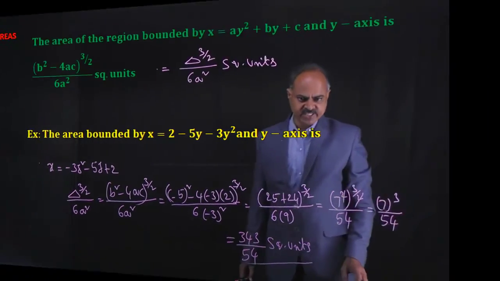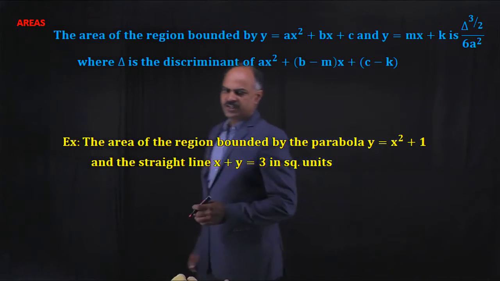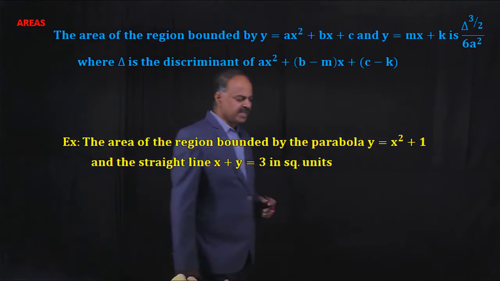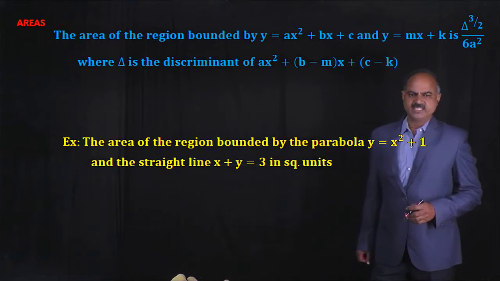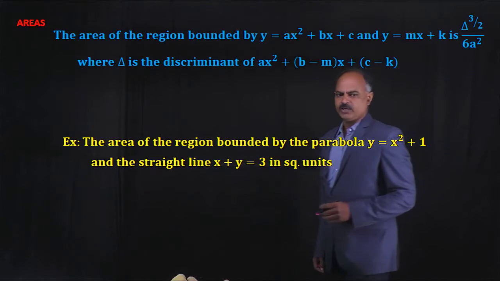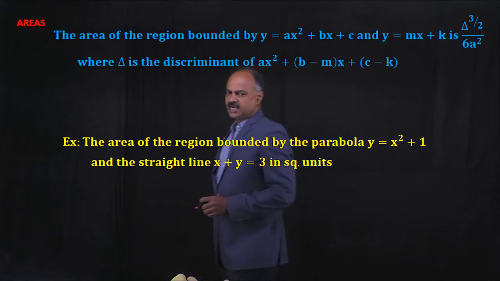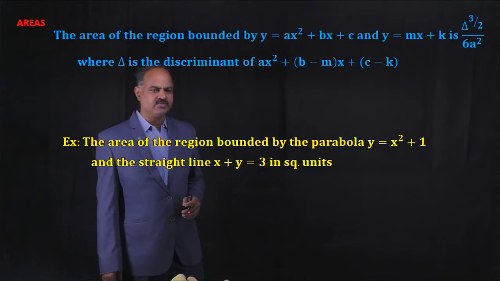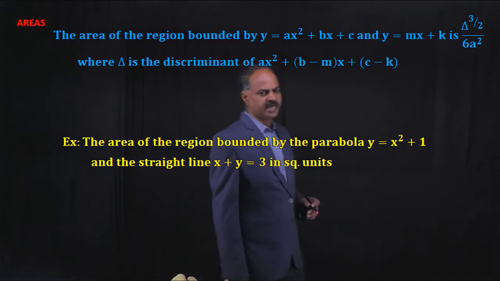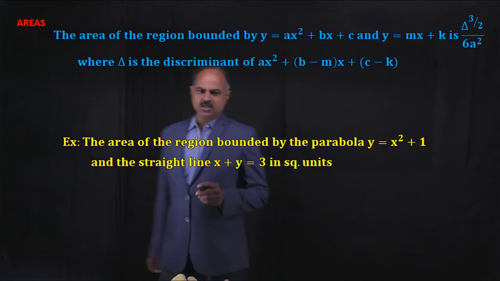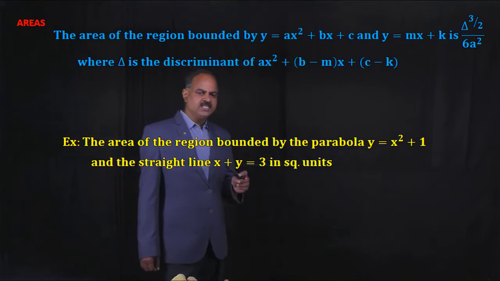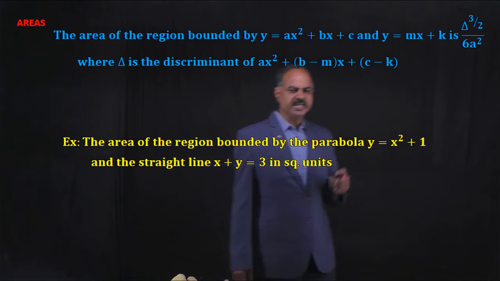Next formula: the area of the region bounded by y equal to ax square plus bx plus c and y equal to mx plus k is delta power 3 by 2 by 6a square, where delta is the discriminant of ax square plus (b minus m) into x plus (c minus k). Here the common factor should not be cancelled, as the same symbols are used in areas.